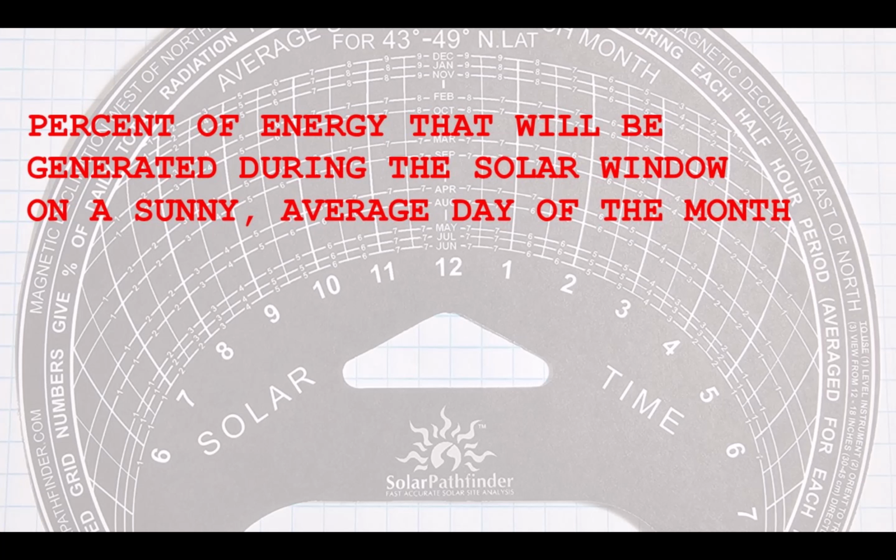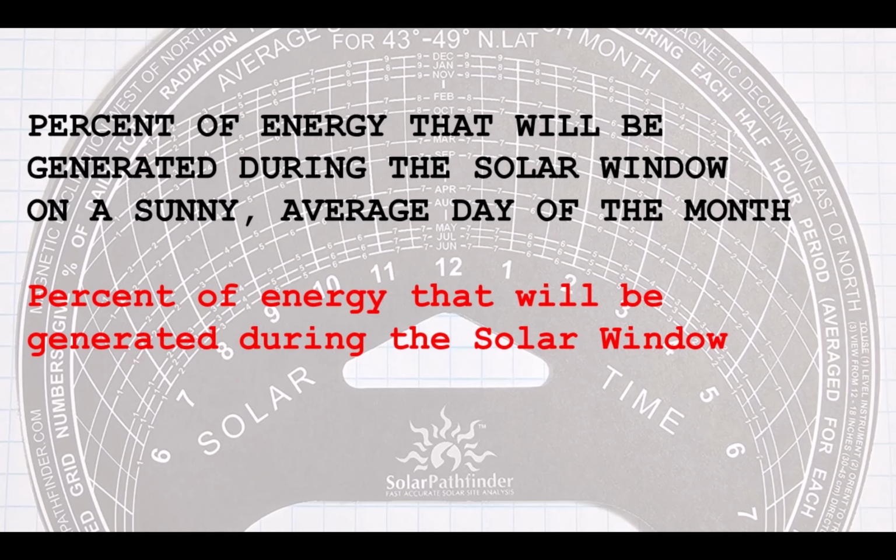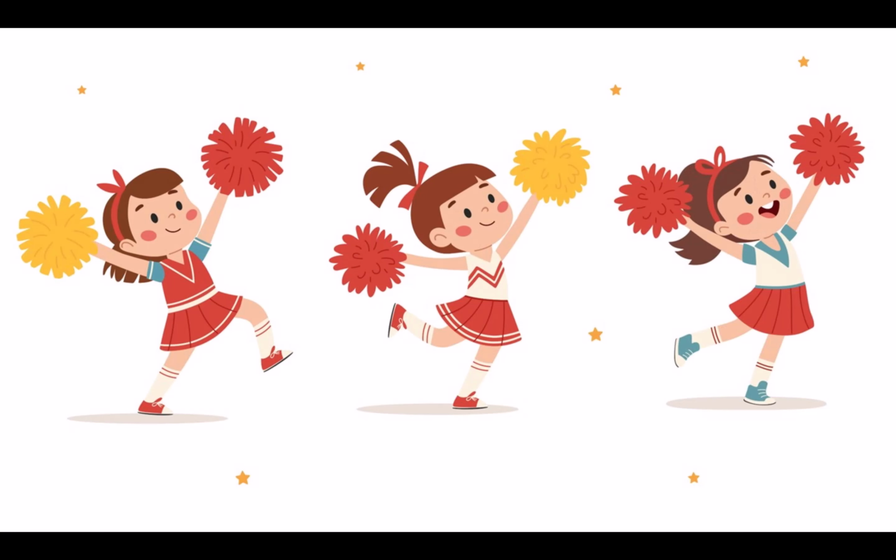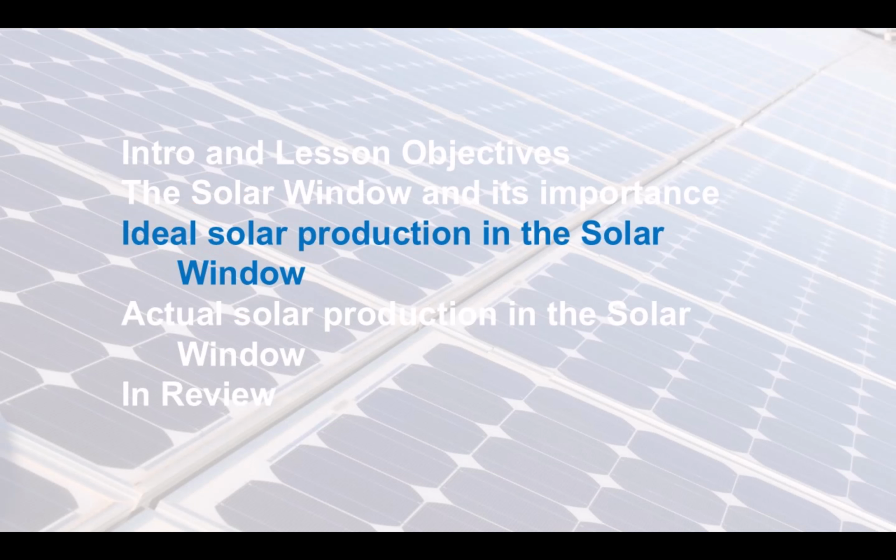The percent of energy that will be generated during the solar window on a sunny average day of the month is the percent of energy that will be generated during the solar window over the percent of energy that will be generated over the entire day, times 100. And you've got it. Do this correctly, and you'll have determined the ideal electrical output from your array during the solar window.